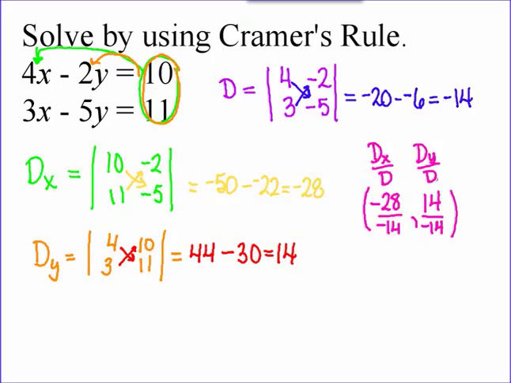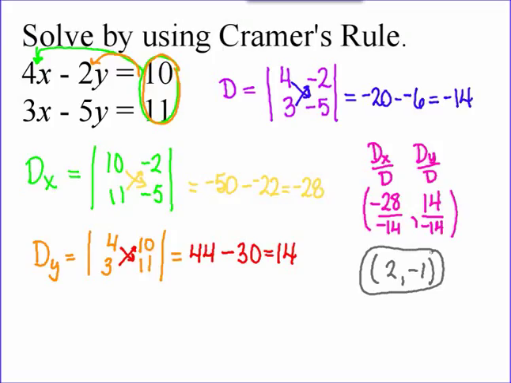And those actually come out nice and neat. It's an ordered pair. And those come out nice and neat. So my solution is actually what? 2, -1. And there you go. So that's how Cramer's rule works on a scaled down problem.